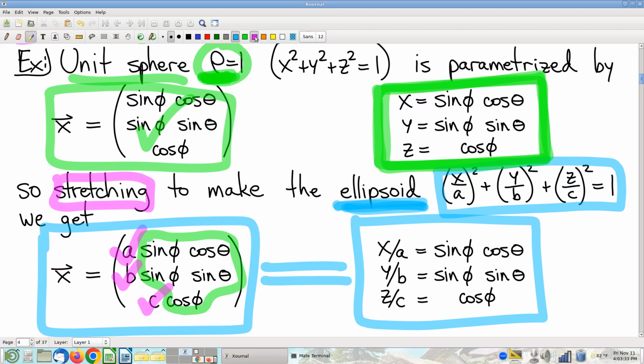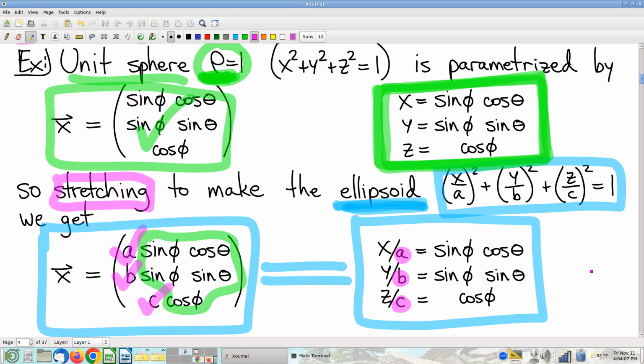Oh, let's see, I forgot to put my little purple things there. At a glance, it looks like, wait a minute, on one of them I multiplied, on the other one I divided. But in fact, they're on opposite sides of the equation. So if you were to solve for x, y, and z on the right-hand side over here, you get x equals a sine phi cosine theta. Bam. And likewise, y and z are these things. So it's just a different point of view.